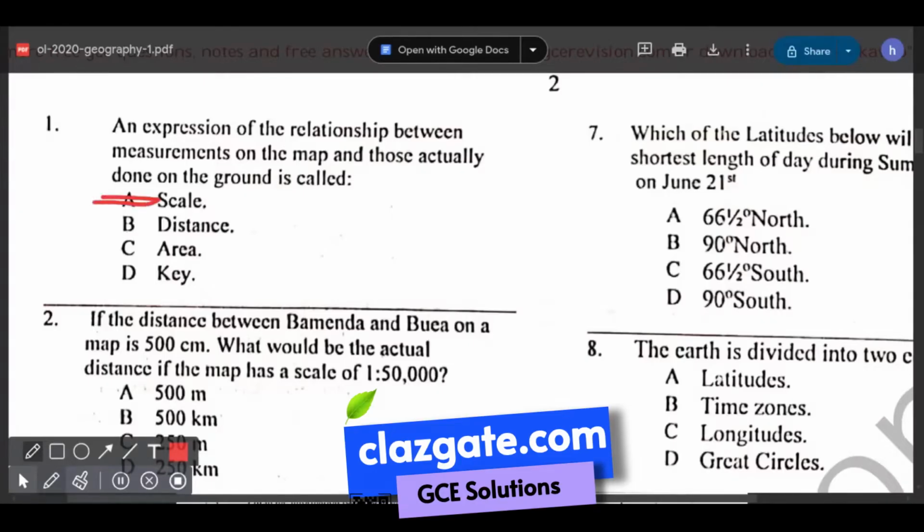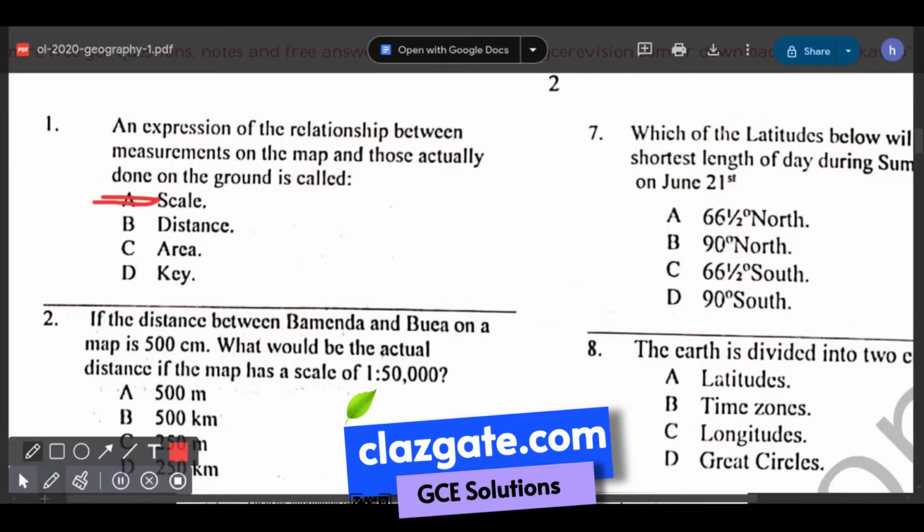Scale. What is a scale? By definition, a scale of a map refers to the relationship between the distance on the map and the corresponding distance on the ground. It's a ratio that tells how much you have to shrink or enlarge to fit it to a real world map. Okay, so the answer to question number 1 is a scale.